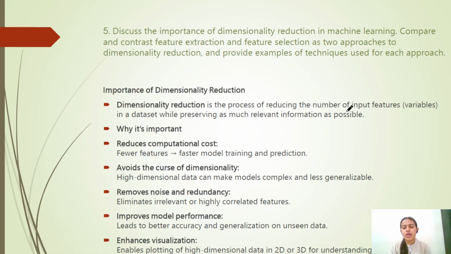Dimensionality reduction is the process of reducing the number of input features in a data set while preserving as much relevant information as possible. Why it's important: it reduces computational cost, with fewer features meaning faster model training and prediction. It avoids the curse of dimensionality. High-dimensional data can make models complex and less generalizable. It removes noise and redundancy, eliminating irrelevant or highly correlated features. It improves model performance, leading to better accuracy and generalization on unseen data. It enhances visualization, enabling plotting of high-dimensional data in 2D or 3D for understanding patterns.